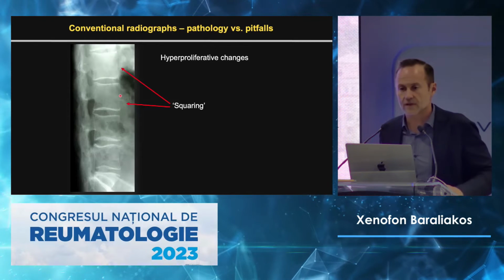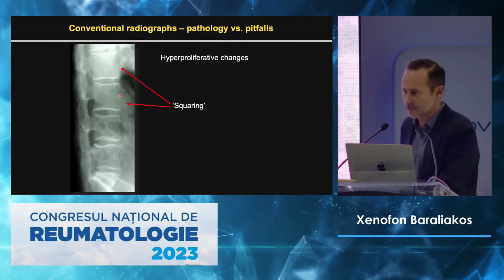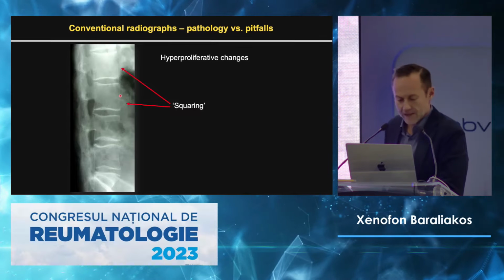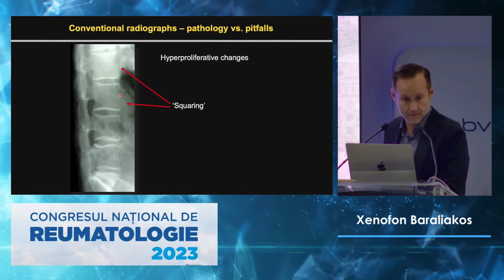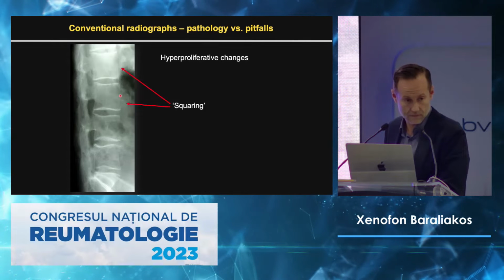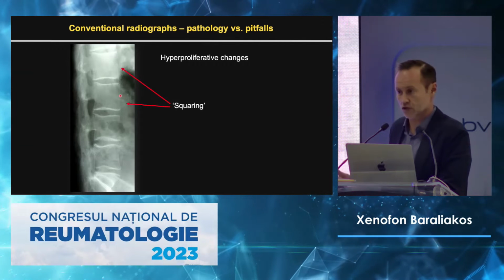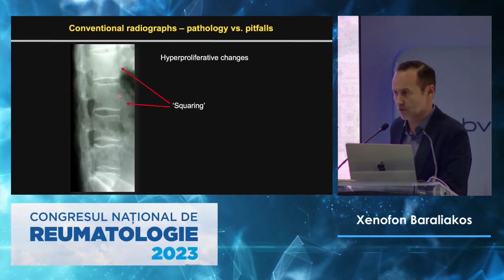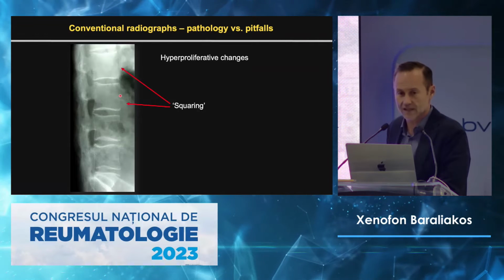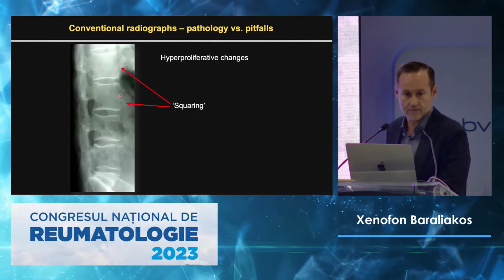Still, if you want to think a little bit about this case, this patient has advanced ankylosing spondylitis. We don't have the sacroiliac joint, we don't have a single syndesmophyte, or maybe we have a small syndesmophyte. This patient has advanced ankylosing spondylitis. Why?